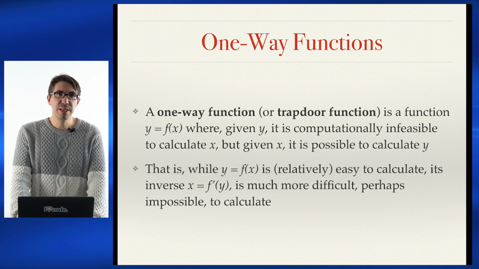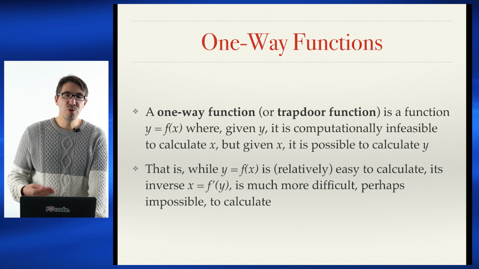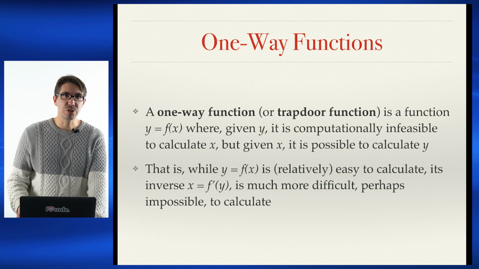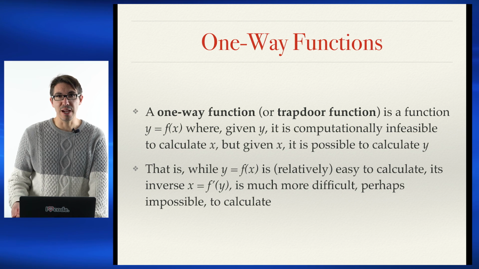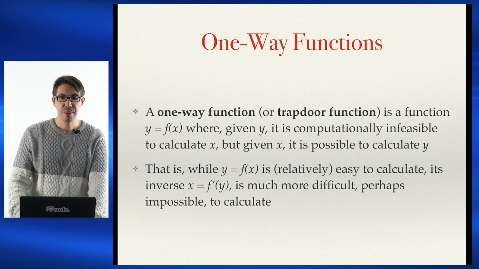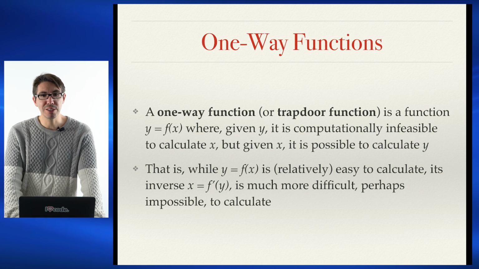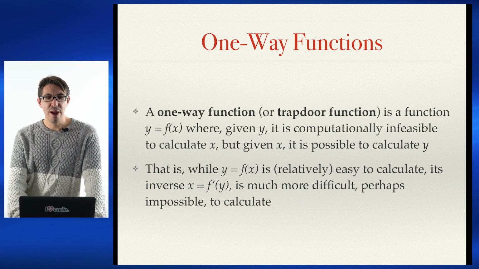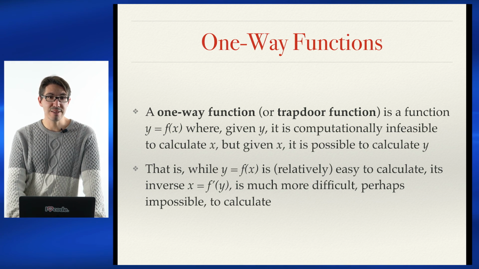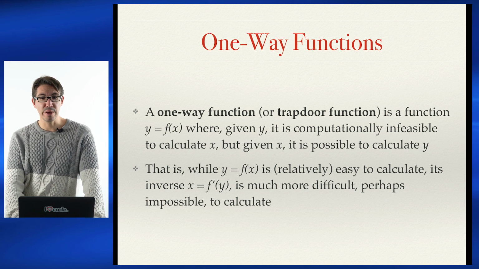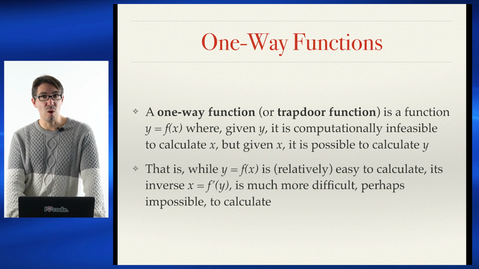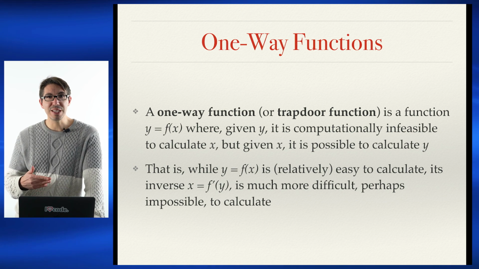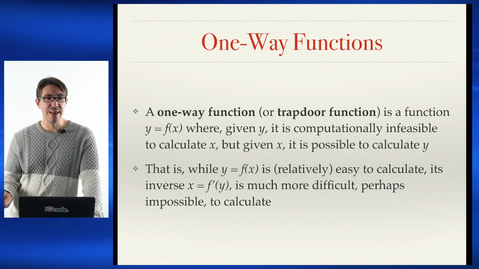So that's public key cryptography in a nutshell. I want to briefly go over the concept of one-way functions because it will be very important in the next lecture when we talk about hashing. So a one-way function, or also called a trapdoor function, is some function y equals f of x, where if you have y, it is computationally infeasible to calculate x. But given x, it is possible, and often generally easy, to calculate y. That is, it's much easier to calculate going in one direction than another.